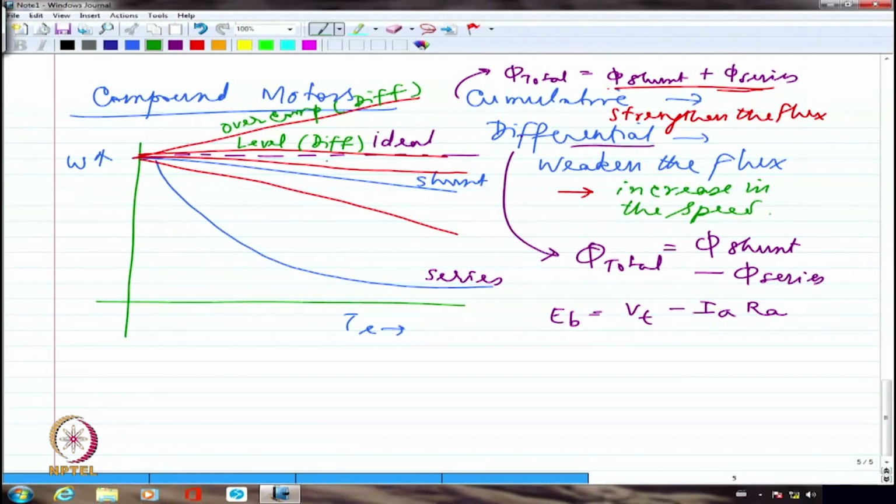And this is under compounded, but this is also differential. Whereas this is cumulative. Depending upon how much the series field influences the overall flux, that will decide whether the speed will come down almost to zero or remain somewhat higher.